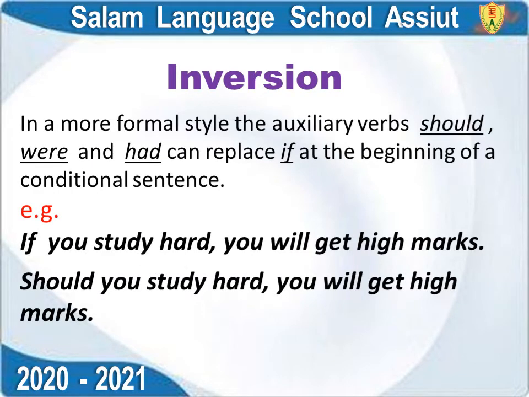Okay, have you heard anything about the inversion? The inversion is a form in which we express conditional sentences without using if. We use other words like should, were, and had. We use should in the first conditional, were in the second conditional, and had in the third conditional. For example, if you study hard, you will get high marks. Instead of using if, we can use should. You can say the previous sentence like this. Should you study hard, you will get high marks. So the word should here has come instead of if.